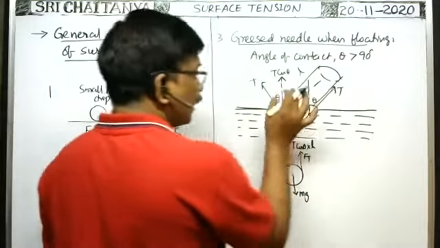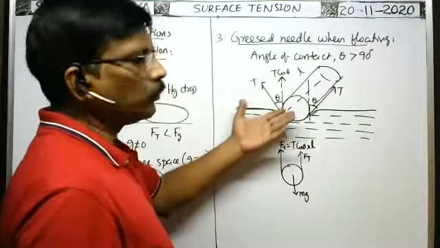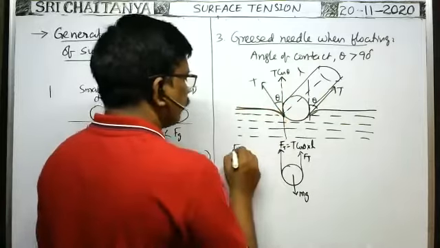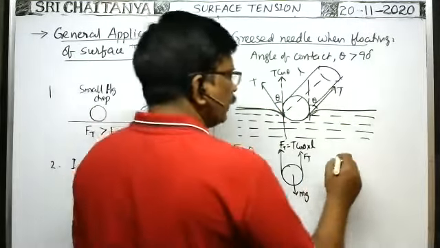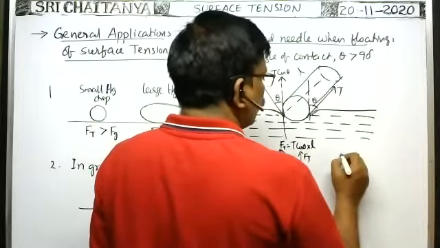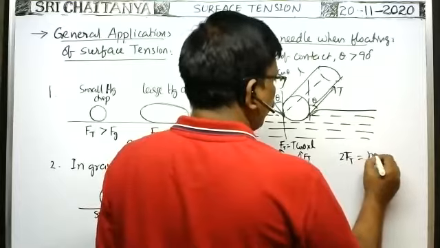Therefore, as the needle is floating over the surface of the liquid, the buoyant force can be ignored. Buoyant force is not given, so that can be ignored. So in this case, as it is floating, 2Ft is equal to the weight mg.